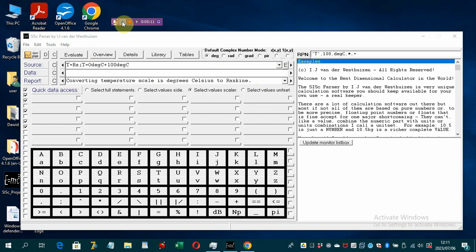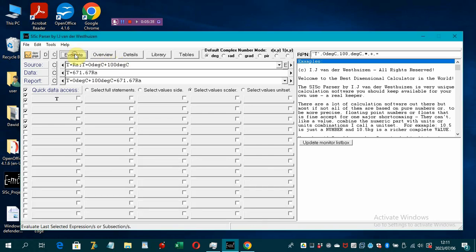Okay. In this case, we're going to convert temperature scale in degrees Celsius to Rankine. You see, I've added that 0 degrees C for the 0 point of Celsius, and then relatively I've added 100 degrees Celsius, and we get 671.67 Rankine. That is the boil point of water.